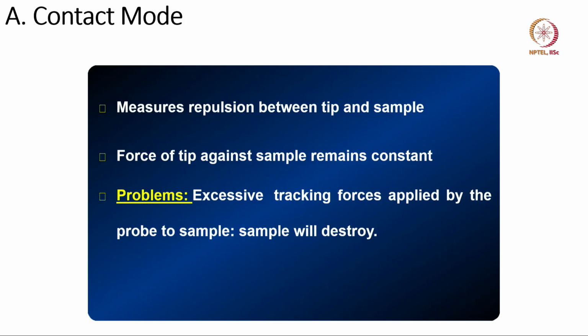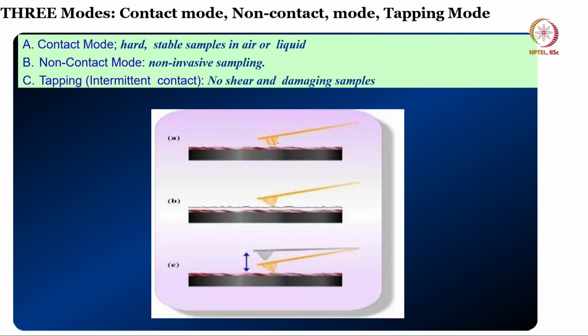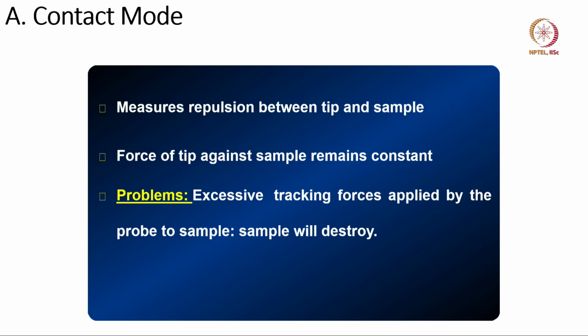Anyways, the point is, the contact mode measures the repulsion between tip and sample, because it makes a physical contact with respect to the sample. The forces of the tip remain constant. The problem here is the excessive force applied by the probe to the sample, and that will actually affect the sample. Since you are scanning it by applying a force to a sample, the material that is there on the sample will get damaged.